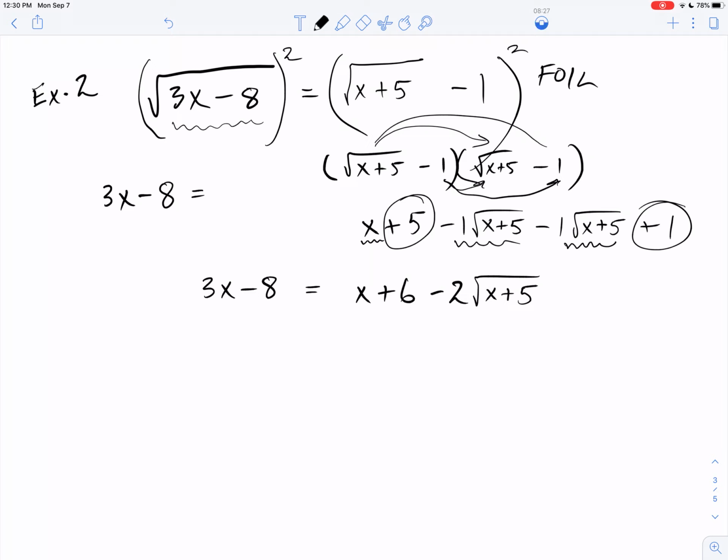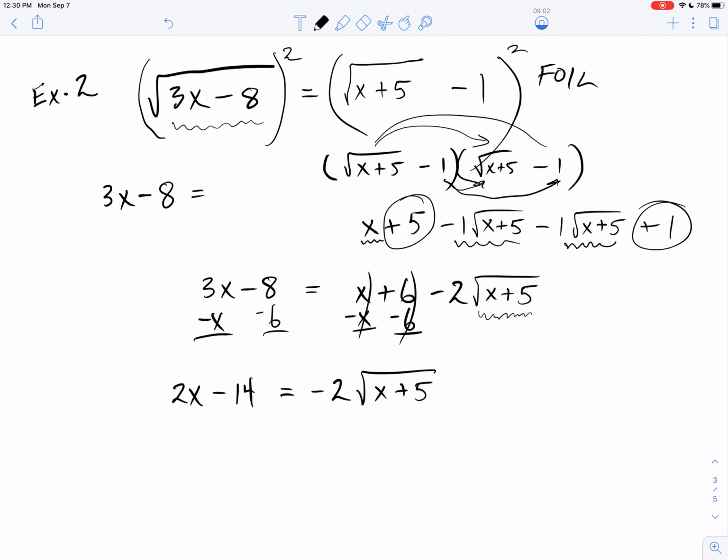Do you see that by doing that, I have a root that I must get alone? I'm going to get the root alone. How am I going to do that? I'm going to get this out of my face. I will then end up with, what's over here? 2x minus 14. What does it equal? It equals negative 2 of these. So I'm almost done. I almost got the rad by itself, but I don't.